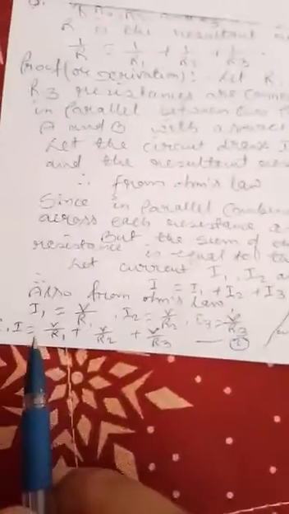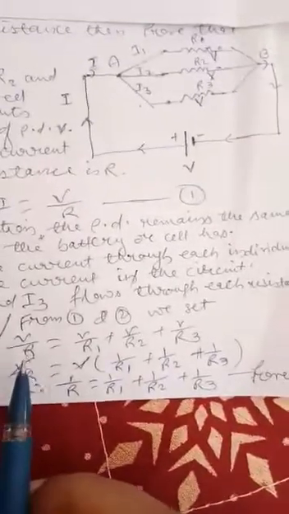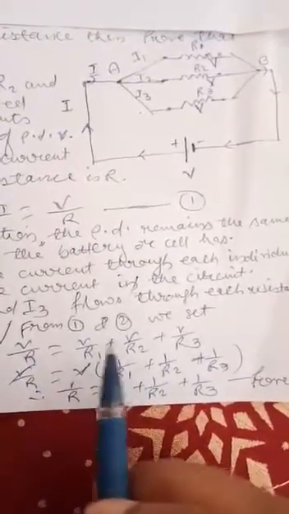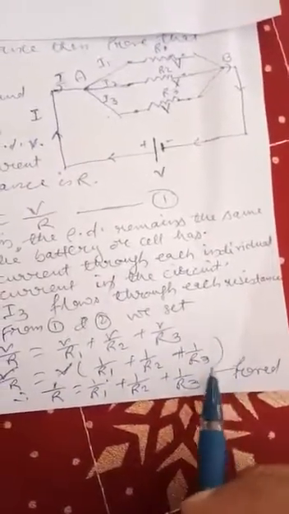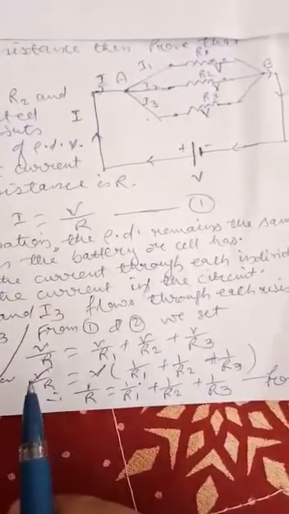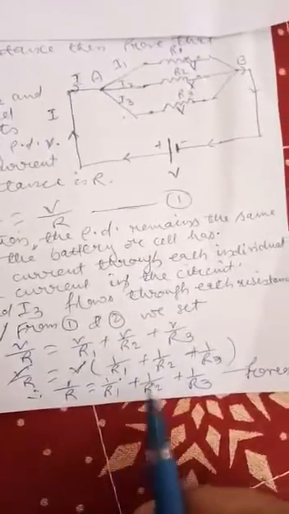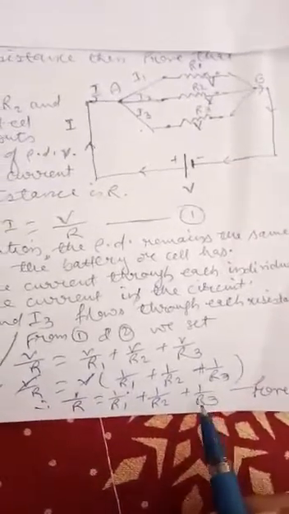As in equation 2 we have got I is equal to V upon R1 plus V upon R2 plus V upon R3. So V upon R is equal to, taking V common, V times 1 upon R1 plus 1 upon R2 plus 1 upon R3. Now this V and this V will get cancelled, so what is left is 1 upon R is equal to 1 upon R1 plus 1 upon R2 plus 1 upon R3.